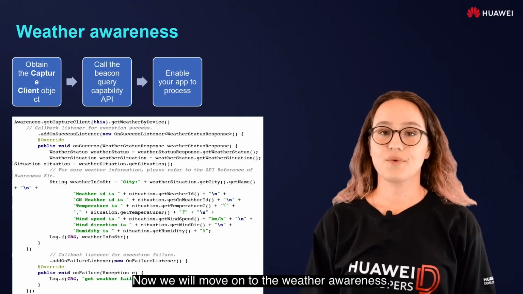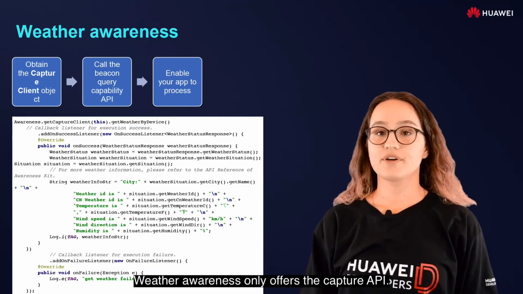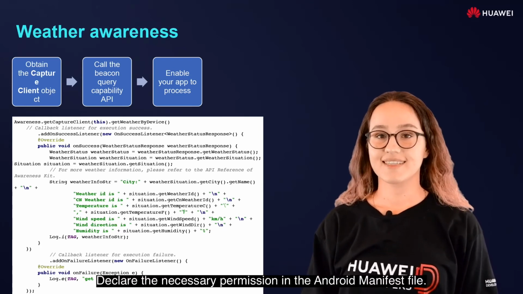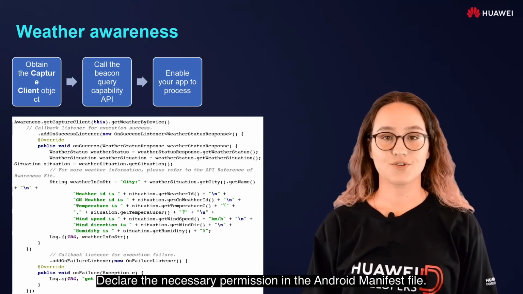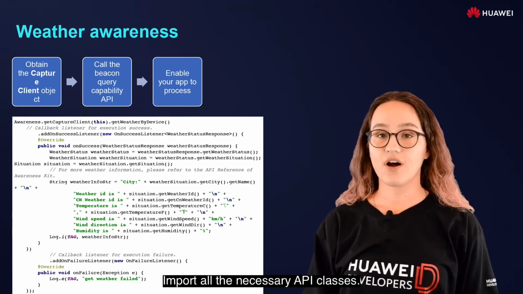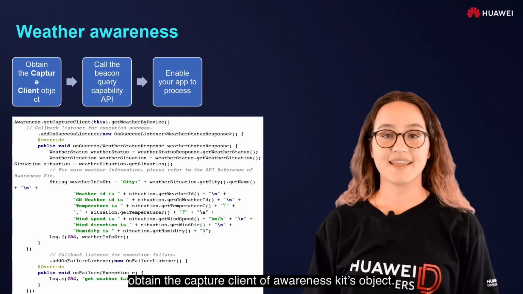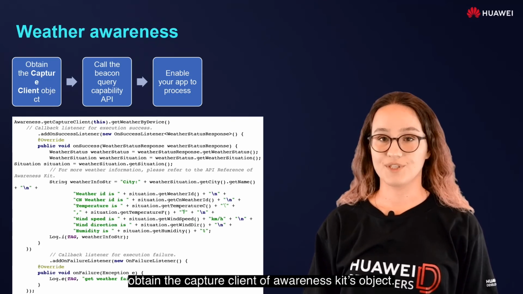Now we will move on to the weather awareness. Weather awareness only offers the capture API. Let's integrate it. Declare the necessary permissions in the Android manifest file. Import all the necessary API classes. Afterwards, obtain the capture client of Awareness Kit's object.